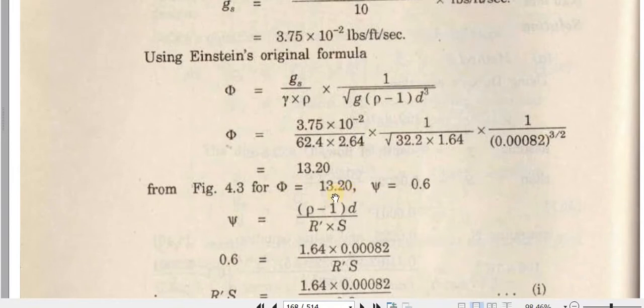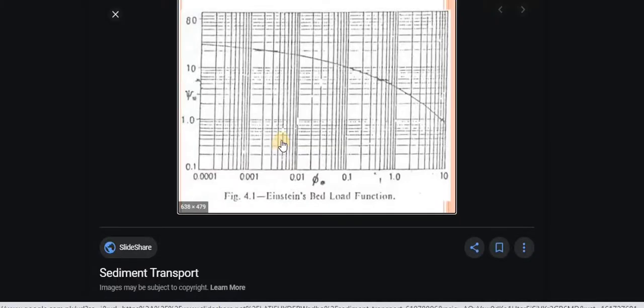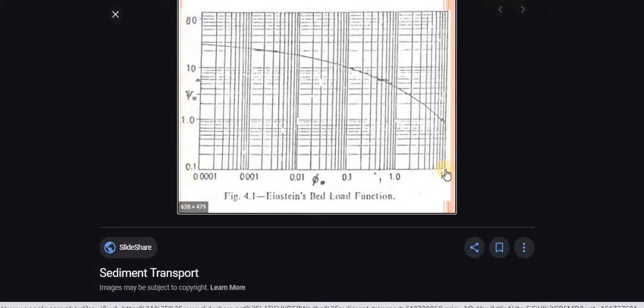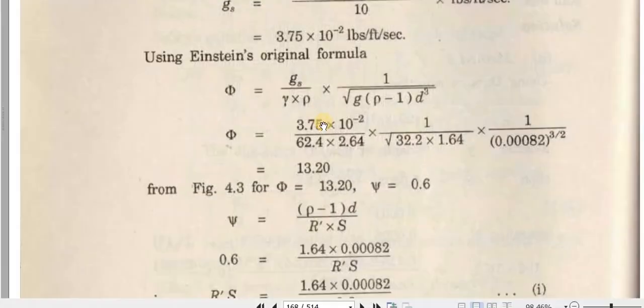So you have to move to the graph, and that graph can be found on the internet. This is the graph of sediment transport. This is the Einstein bed load function. This is probability 1, and this is probability 2. So probability 1 is 13.20. That graph is up to 10, so 13 will be after this, and from 13 you have to go to this graph line and go here. So at 13 this value will be about 0.8, 0.6 like this, and you can see this is 0.6.